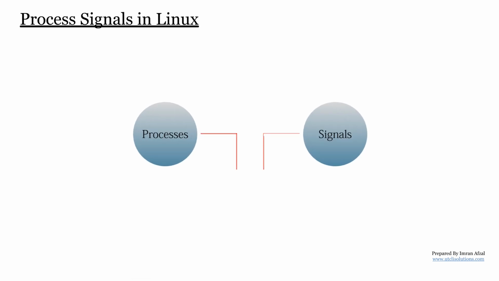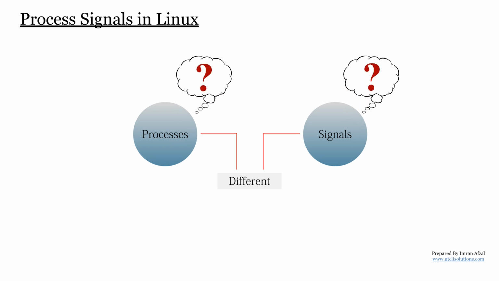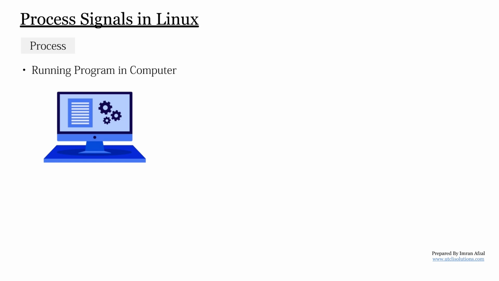In this lecture, we will learn about process signals in Linux. Processes and signals are two important but different terms. To fully understand what process signals mean, we first need to understand each term separately, and then we will see how they work together. So, a process is simply a running program in a computer system.